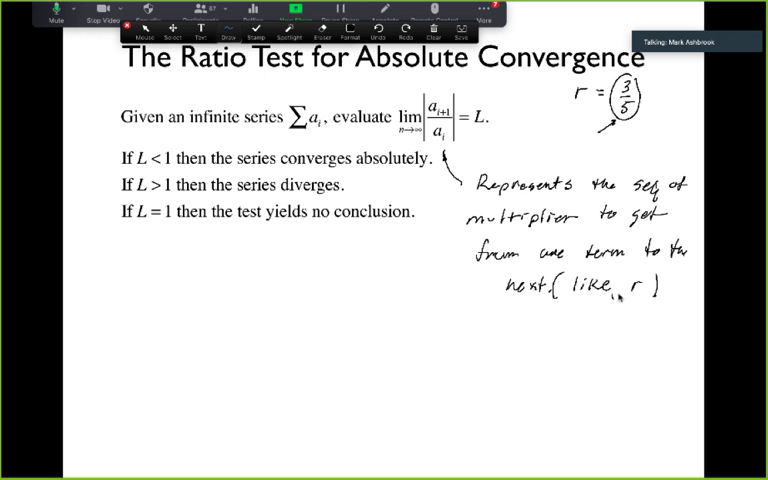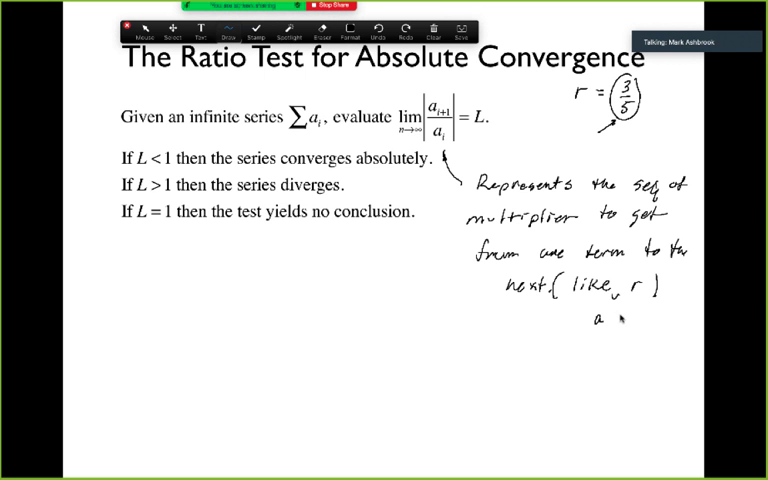So that ratio is like a changing r. It's like a changing r, but if it hones in the long run on a particular value of r that's less than 1, then that's going to converge, because in the long run you've got this geometric series.